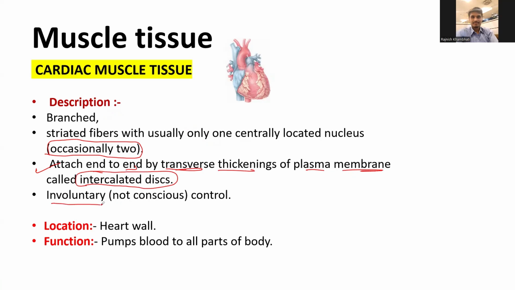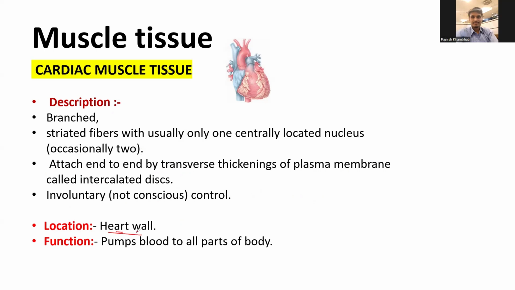And they are involuntary, meaning not under your conscious control. Your brain can control them, but they are not under your will. If you want them to move, they can't move by your will. Your brain can move them. So they are under the control of your brain, but not you. So they are called involuntary.